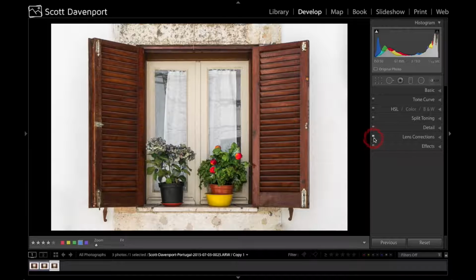Hope you've enjoyed this. Hope this helps you out the next time you're trying to line up angles to be as perpendicular as possible.